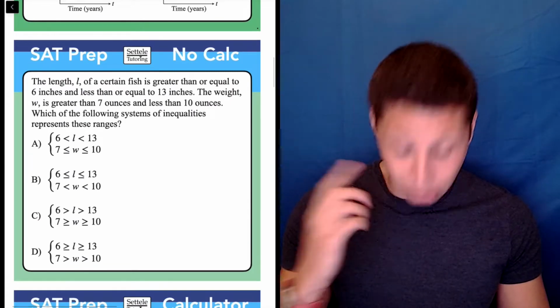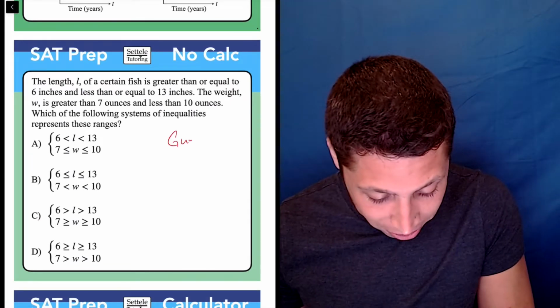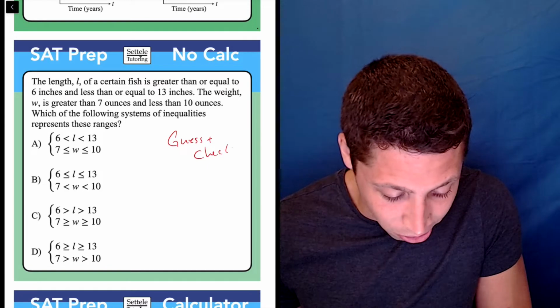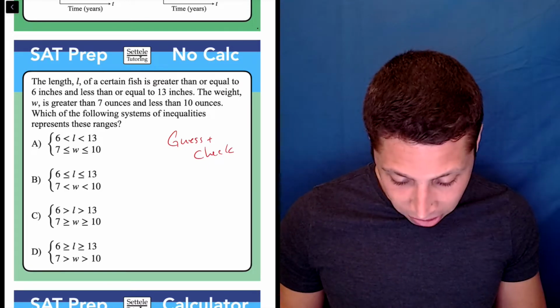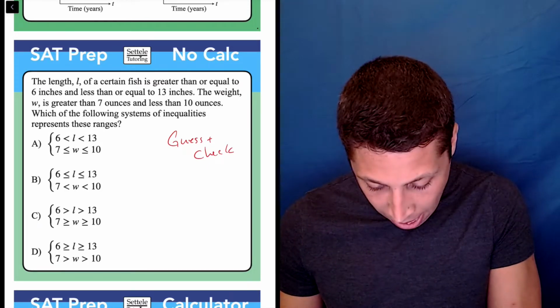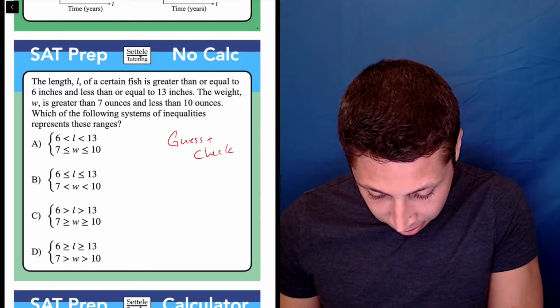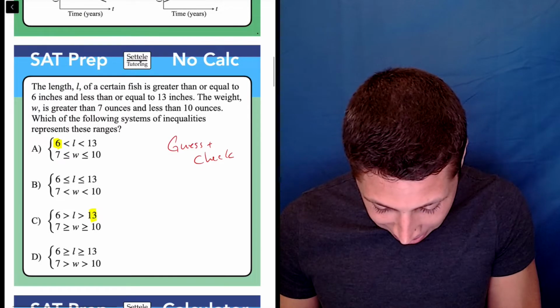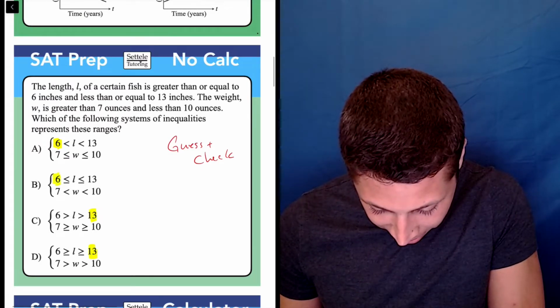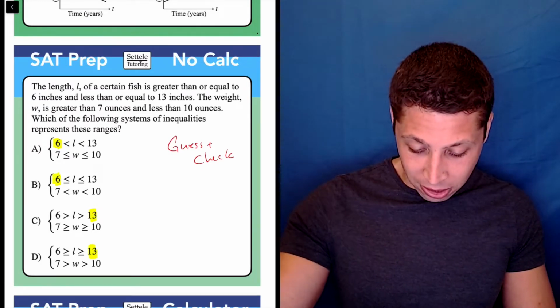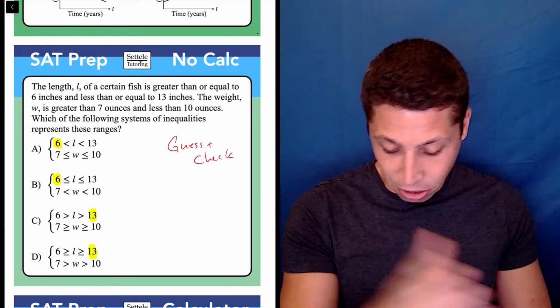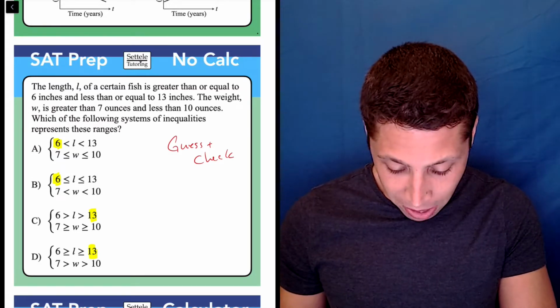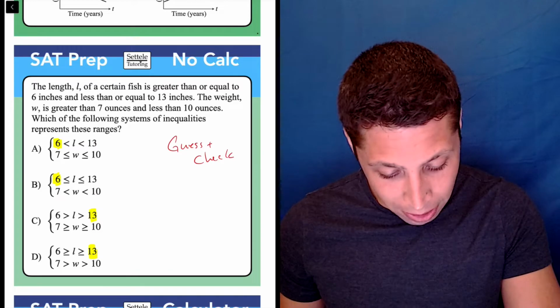Okay, this one also seems like a good guess and check, just based on the fact that the answer choices look very complicated, but I'm noticing certain differences between them, right? I could see, does the 6 or the 13 have to be the smallest one? Look at the difference here. A and B have 6 is less than L is less than 13, or less than or equal to, and then the direction is flipped for the other one.